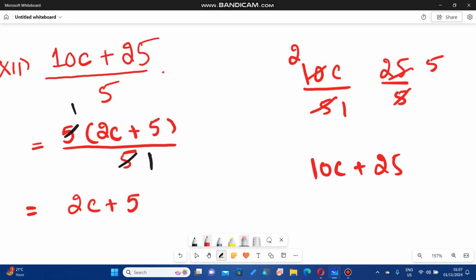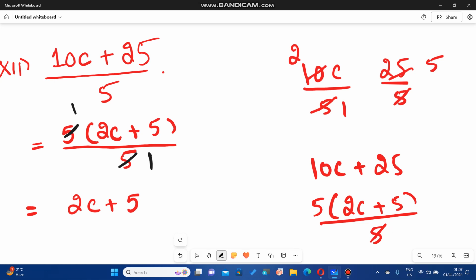Since we cannot add them together, our only option here is to take something common. What are we going to take common? We are going to take 5 common. We are left with 2c plus 5. What was in the denominator? 5. We have 5 in the numerator and 5 in the denominator, so we cancel it out.